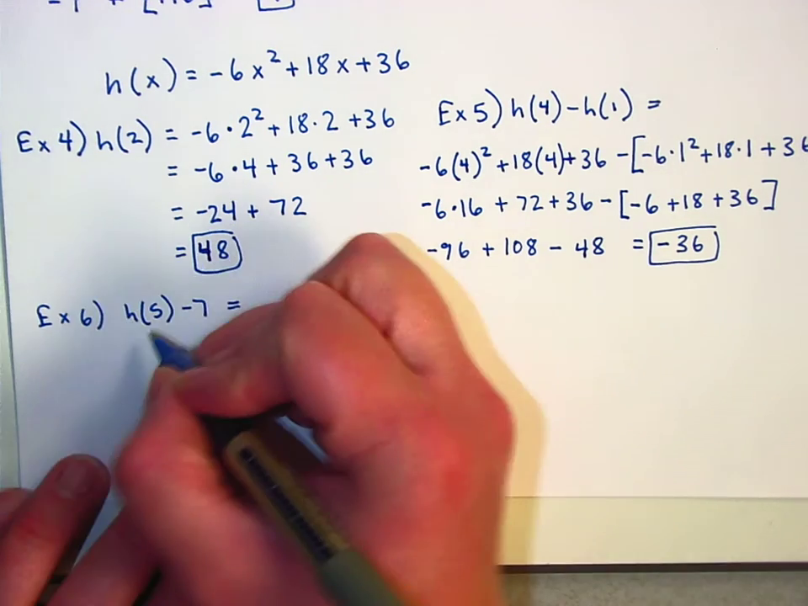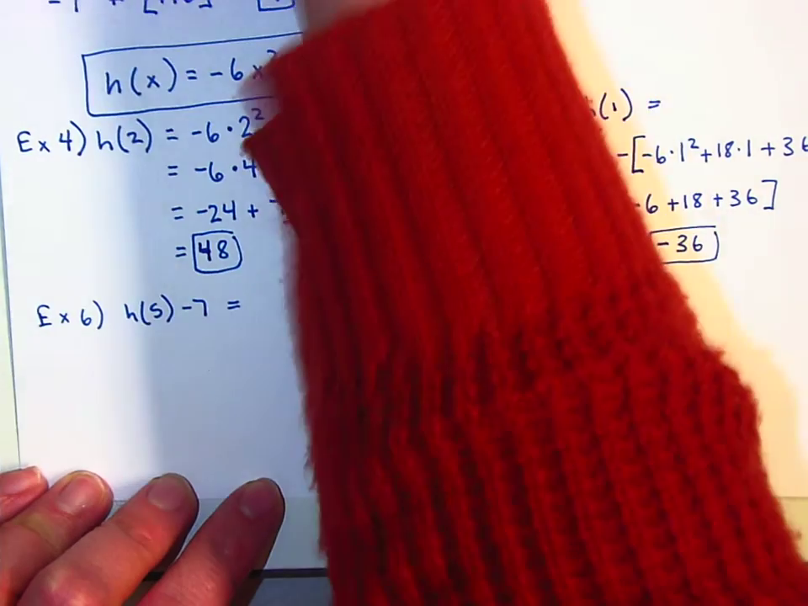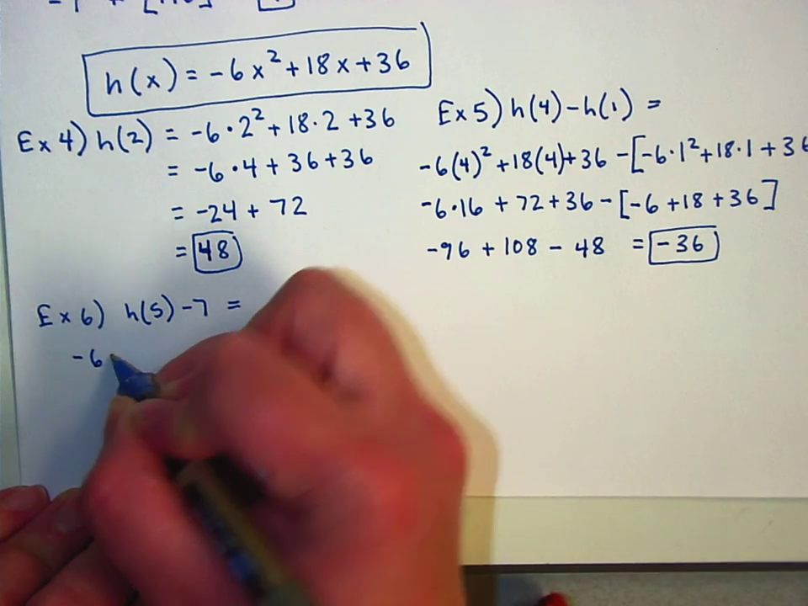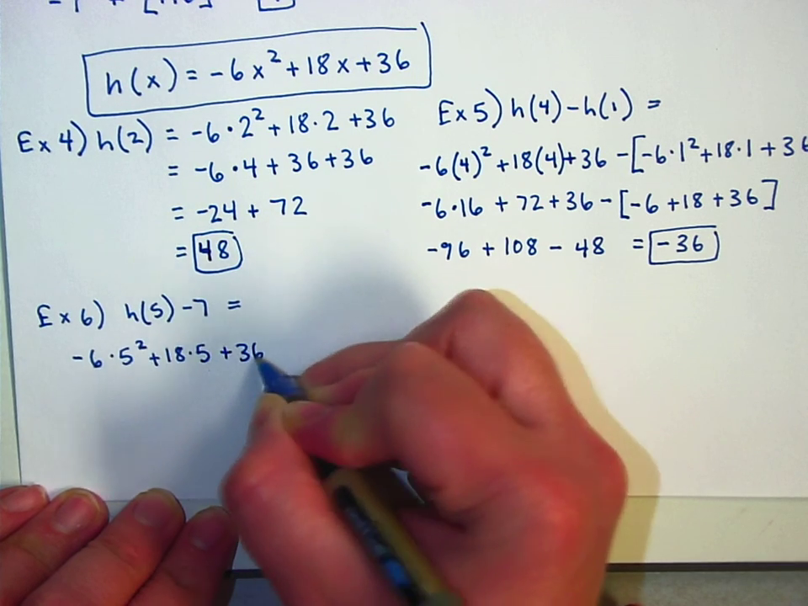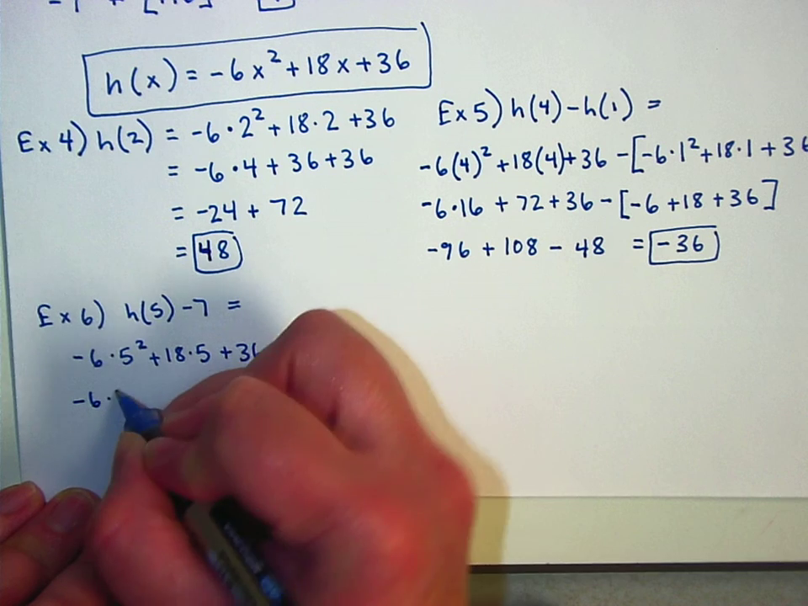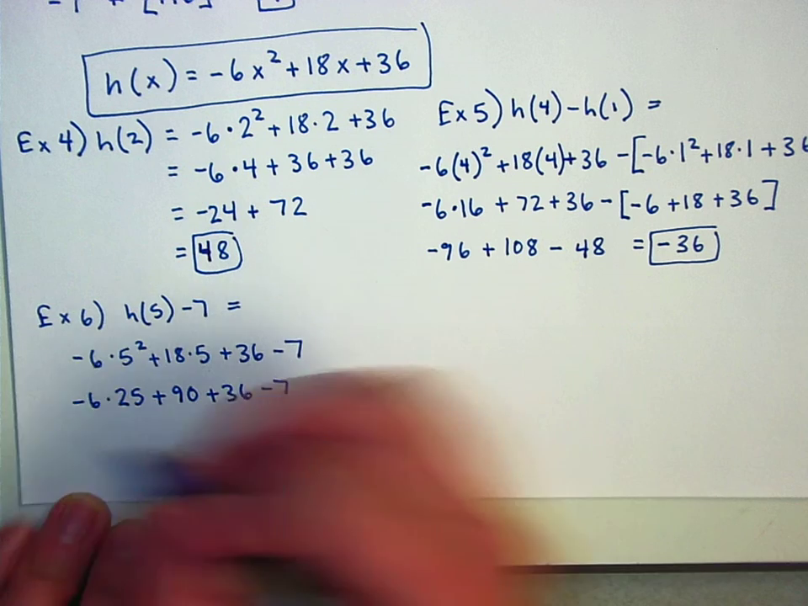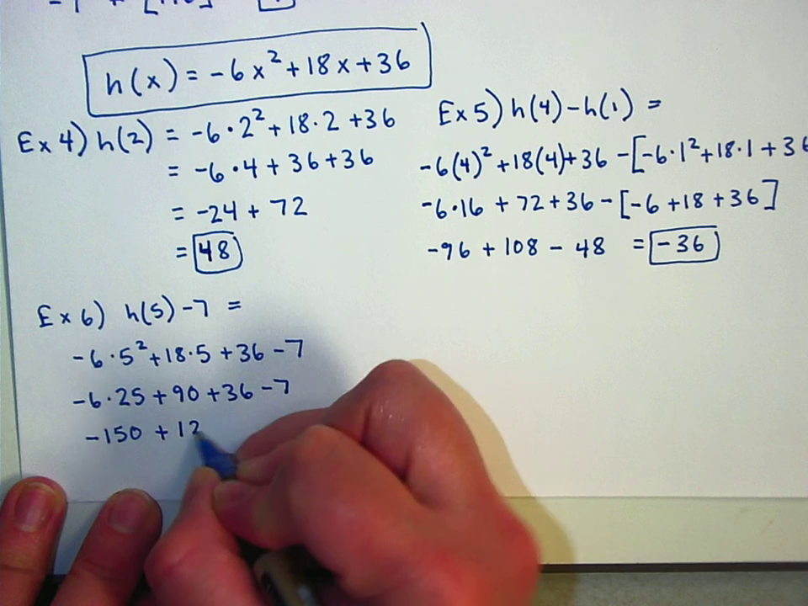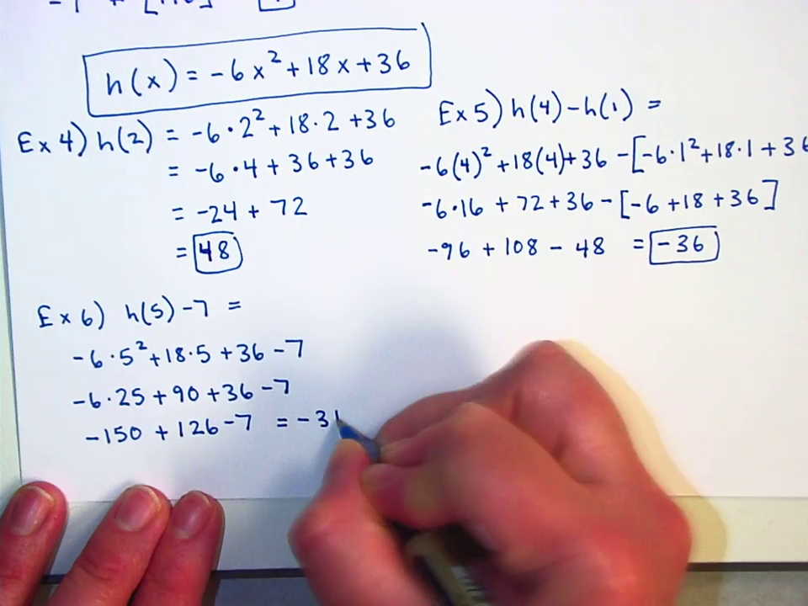Okay. Last one would be plugging in 5 into the h function. Probably should circle those two, the functions themselves. All right, so 5 into the h function would be -6 times 5 squared plus 18 times 5 plus 36, and then minus a 7 at the end. And you should get -31.